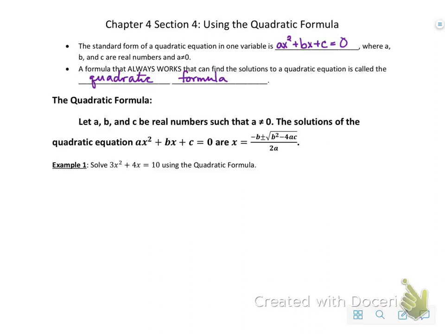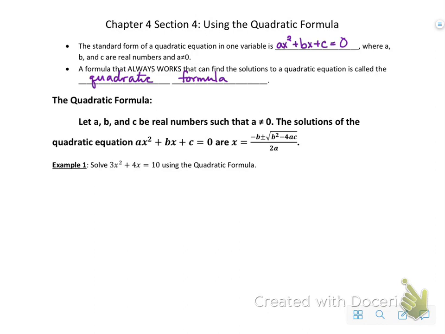Hi, welcome to Chapter 4, Section 4, using the quadratic formula. So the quadratic formula is something that you can always use to solve a quadratic. It always works. Okay, that second bullet point says a formula that always works, that can find the solutions to a quadratic equation, is called the quadratic formula.